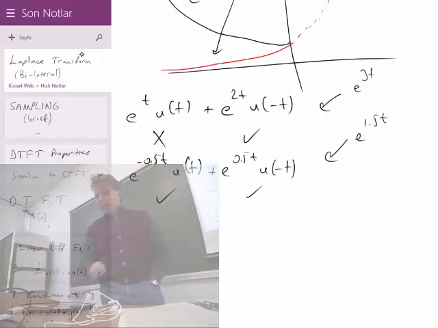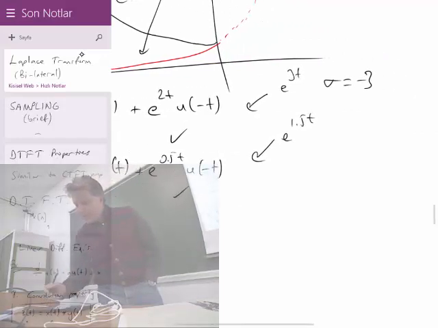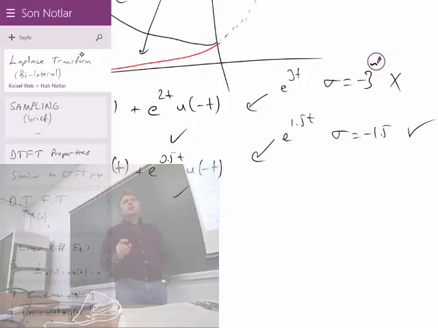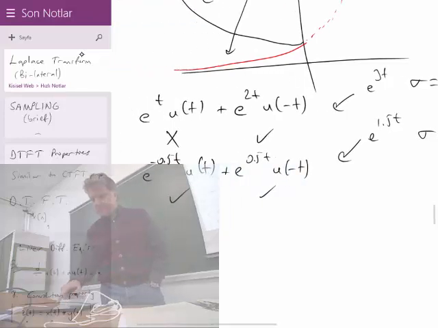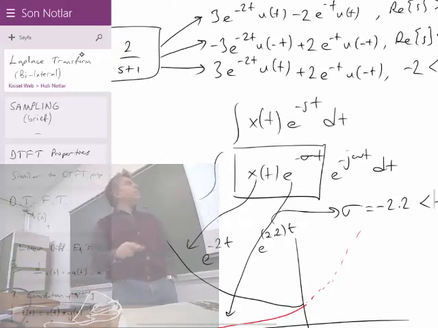As you see, the selection of sigma equal to minus 3 didn't work. But the selection of sigma equal to minus 1.5 worked. So I must choose the sigma to be in the region of convergence, so that the whole terms converge. If the j omega axis is included, then you can safely choose sigma equal to 0. Then it will be the Fourier transform.